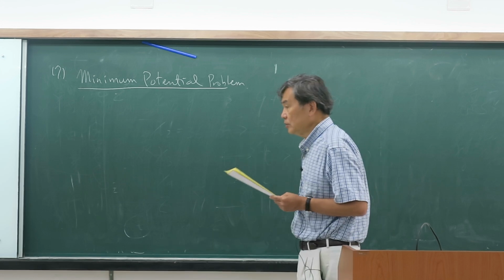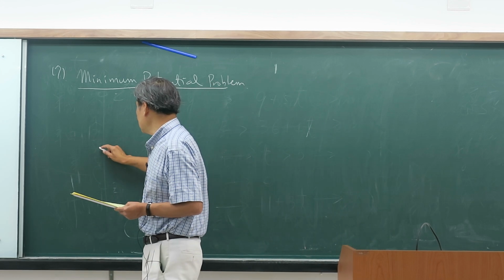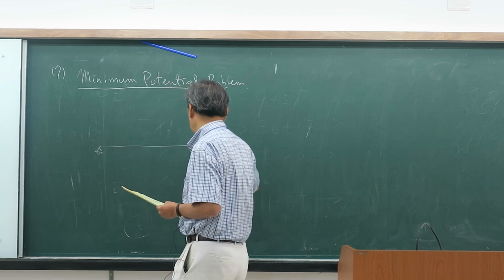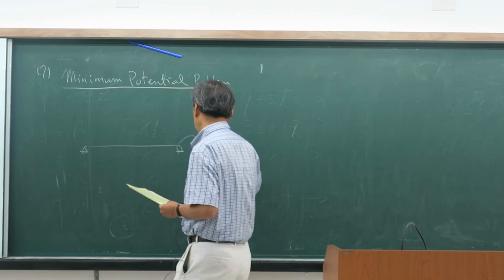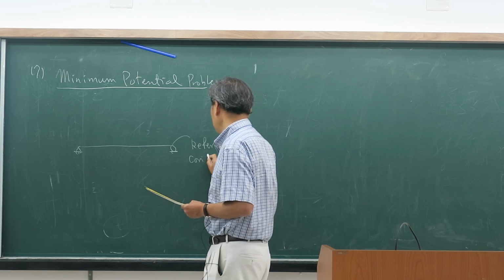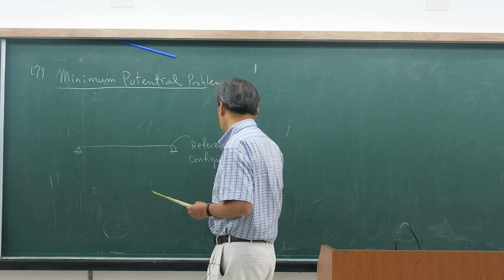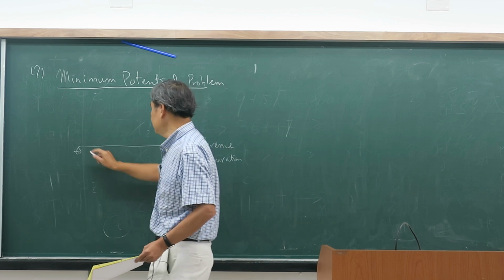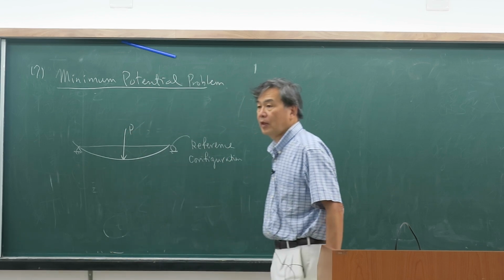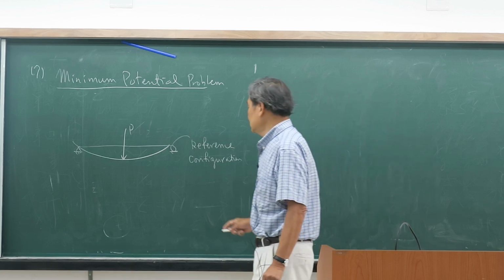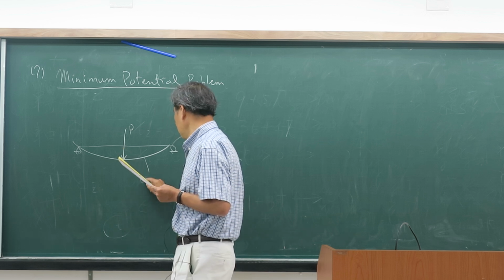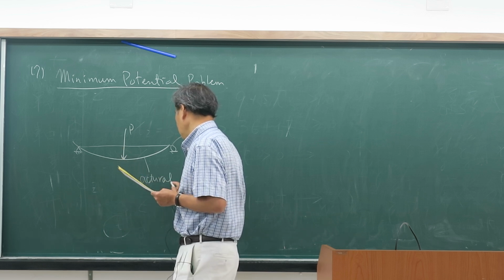So what does potential mean? Potential energy can be defined as, for example, if this is B, this is the reference. We call it the reference configuration. And then it deforms by a loading P. Maybe we also call this the actual configuration.